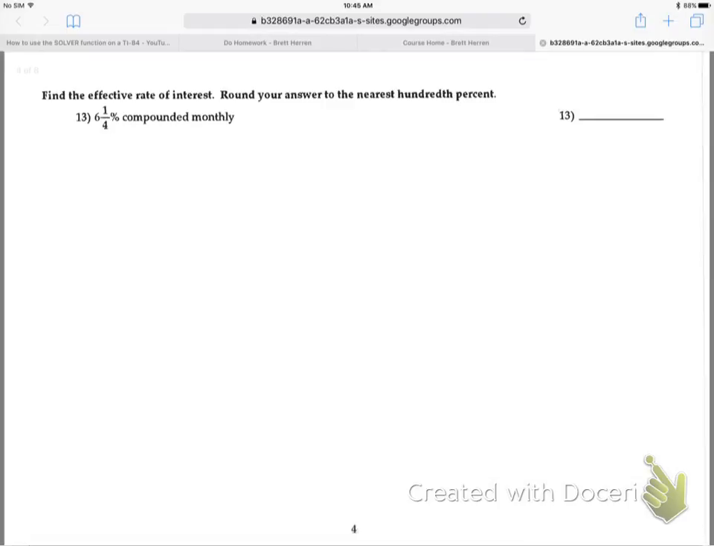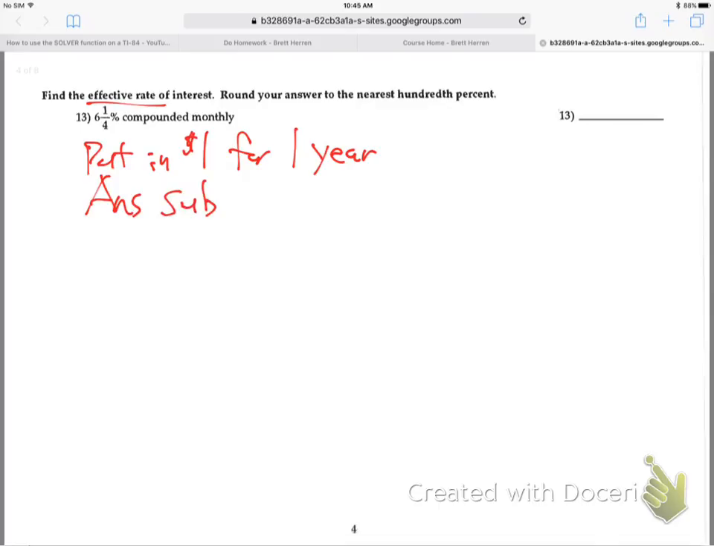All right, number 13. Find the effective rate of interest. How do we find the effective rate of interest? Use $1 for a year. That's right. Put in $1 for 1 year. And then at the end, take your answer and subtract the original dollar, and you've got your answer, right? Remember that? So give it a go.